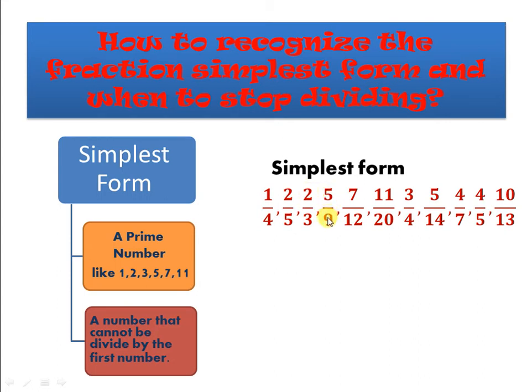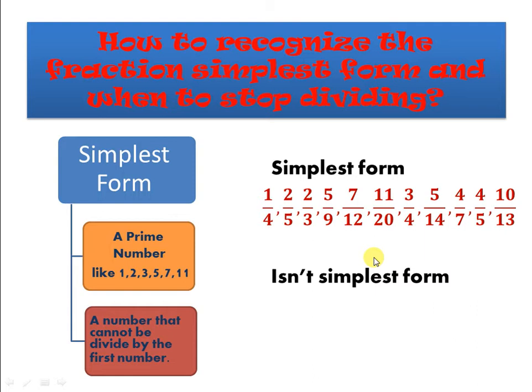5 over 9. 5 is a prime number, and 9 cannot be divided by 5. 7 over 12. 7 is a prime number, and 12, the second number, cannot be divided by 7. 11 over 20. 11 is a prime number, and 20 cannot be divided by 11. 3 over 4. 3 is a prime number. 4 cannot be divided by 3. 5 over 14. 5 is a prime number, and 14, the second number, cannot be divided by 5. And so on.